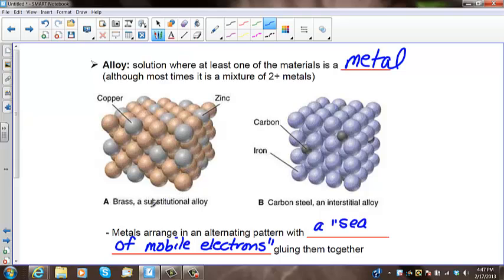A substitutional alloy is exactly what it sounds like. You're substituting zinc in this case for some of the spots that normally would be completely copper. So if we take out a copper atom, replace it with a zinc. Take out another copper atom, replace it with a zinc. So brass is considered a substitutional alloy.